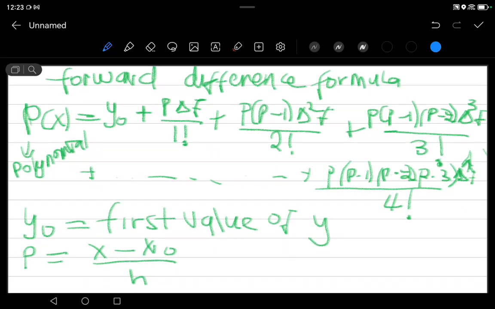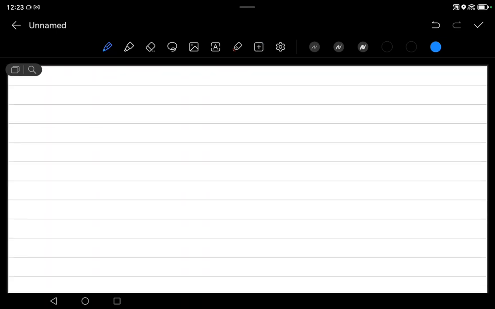Then moving forward, as you can see here under P, we're going to use this formula, we substitute into our formula. So P is equal to x minus x0 over h. h is a step size, we call it step size. So the formula for h is h equals b minus a over n minus 1.